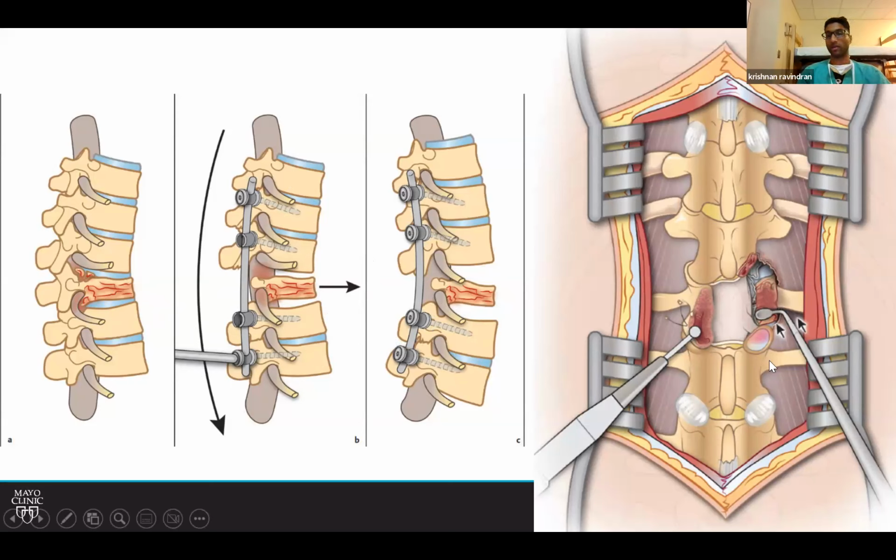And on the right, you see how we used a curette. So a curette is dissected underneath the ventral thecal sac, ventral to the root. And then once there, we gently used a mallet to tamp back that retropulsed fragment. So this was done from the disc space above to the disc space below on both sides, right and left. And in this picture, they're doing this prior to instrumenting, and we of course instrumented first and then did this.